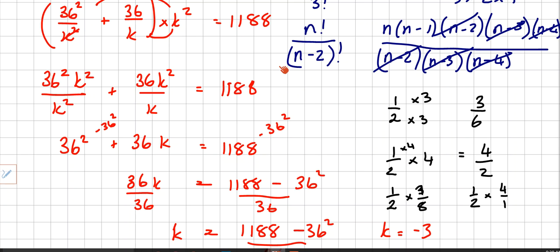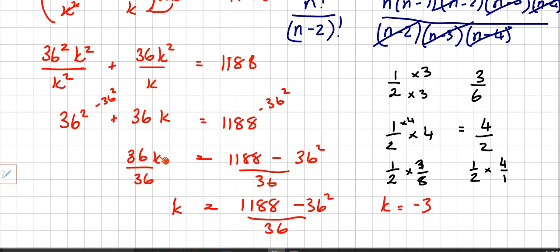Wait, how come we're dividing by 36 in the second last step? Because I've got 36 k's. I want 1k. Ah, yeah. 36k. So I've got k is negative 3. How do I find n? Well, how do you find the second variable in simultaneous equations? You input the k in the formula. Yeah, you just put it in.